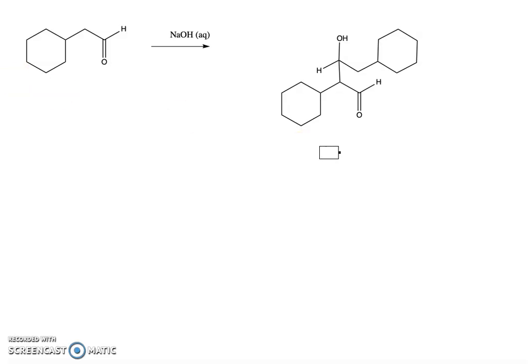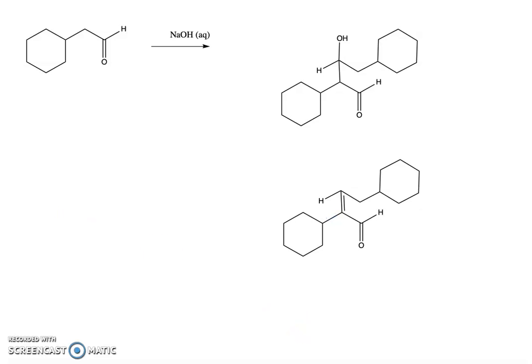And of course, if you wanted to draw the dehydration product, let me just do that. We put a double bond there. So erase the hydroxide and draw in our double bond. Now we have our dehydration product.